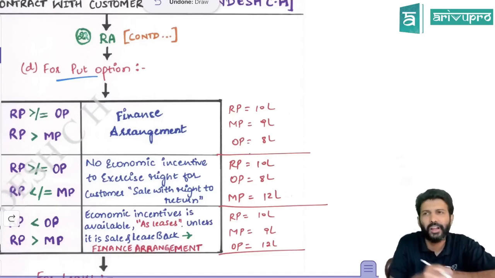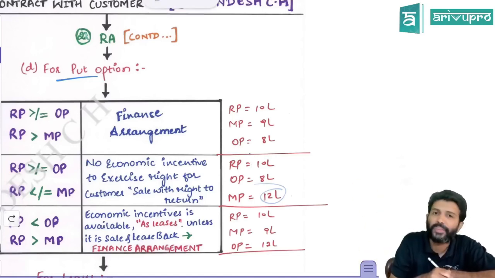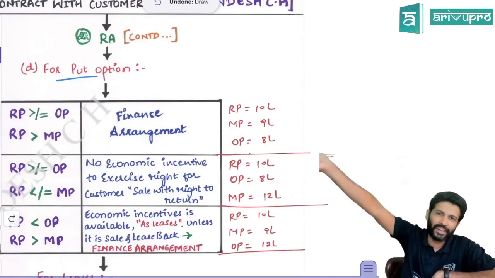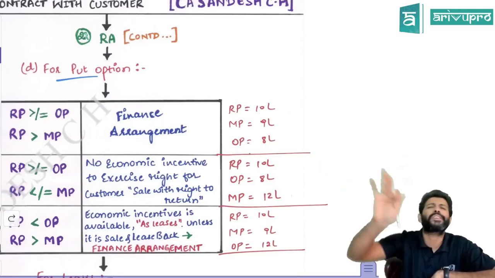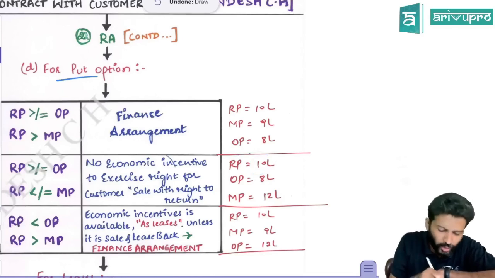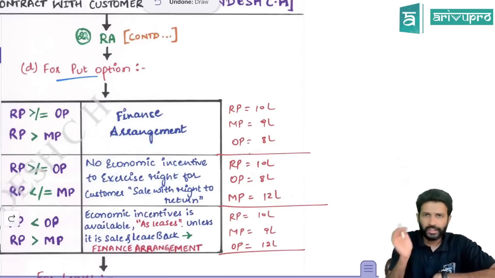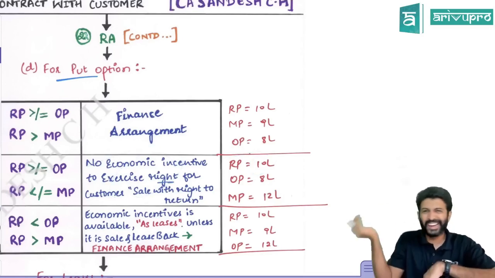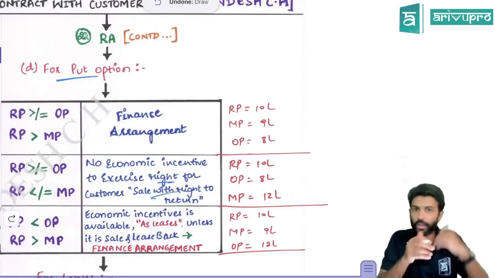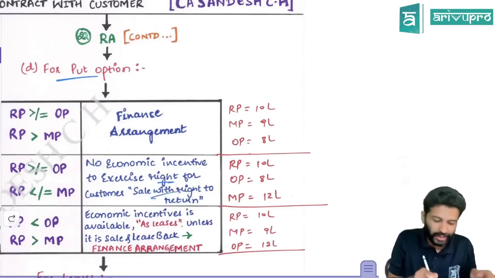Will he sell? The worth of the goods is 12 lakh, sir. Okay. You have made an arrangement that you will buy it for 10 lakh rupees. Will that particular party exercise this option? Obviously, he will not exercise because worth is 12. Why will he sell it for 10 lakh rupees? So that means there is no economic incentive to sell it. That means you will consider this as what? He has a right to sell, no? So you will treat this as a sale with a right to return. You know the provision of sale with right to return, no? So treat it like that.